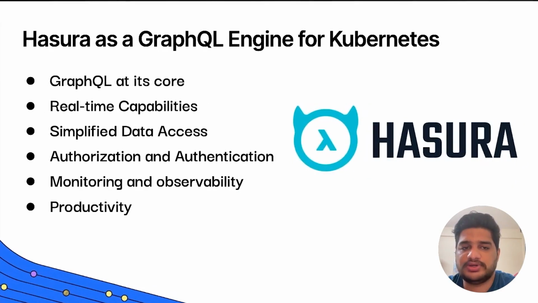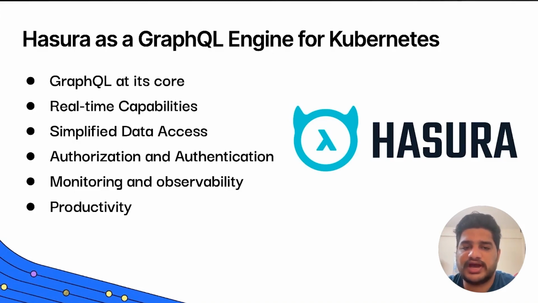Now let's come to Hasura and see how in a GraphQL and Kubernetes environment, it shines. Hasura is a powerful and versatile technology that serves as a GraphQL engine and data platform. It has gained immense popularity in the world of application development for several compelling reasons, and it's an excellent fit for Kubernetes and GraphQL environments.